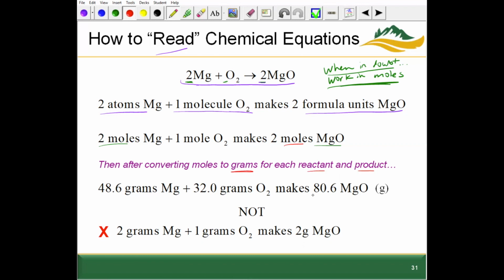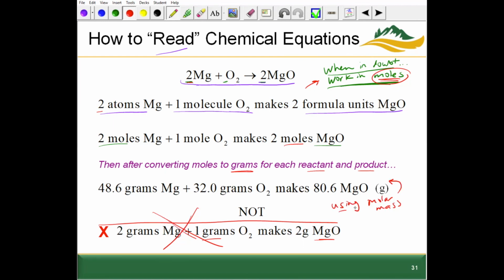A big no-no in how we read out these chemical equations is we don't say 2 grams of magnesium plus 1 gram of oxygen makes 2 grams of magnesium oxide. We don't say that because remember, we're going to work in moles. These coefficients out here tell us the number of moles. We can work in moles and then convert to grams, only by using the molar mass.